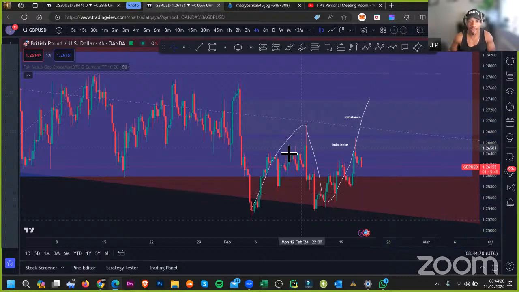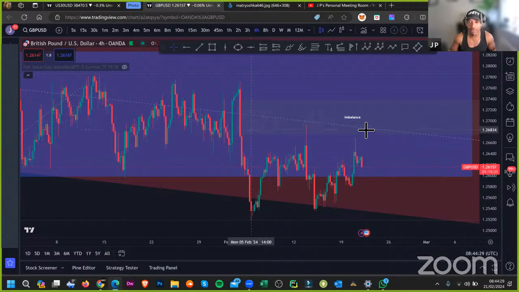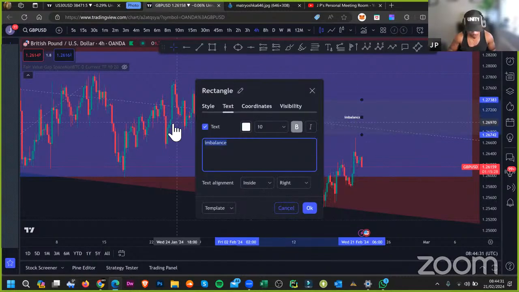At the moment, have a look. The market pushed in, closed this imbalance here with this first imbalance. So let's get rid of this. Gone. And it whipped into this larger imbalance here on a 4-hour time frame. So I'm going to put in here that it's a 4-hour imbalance.